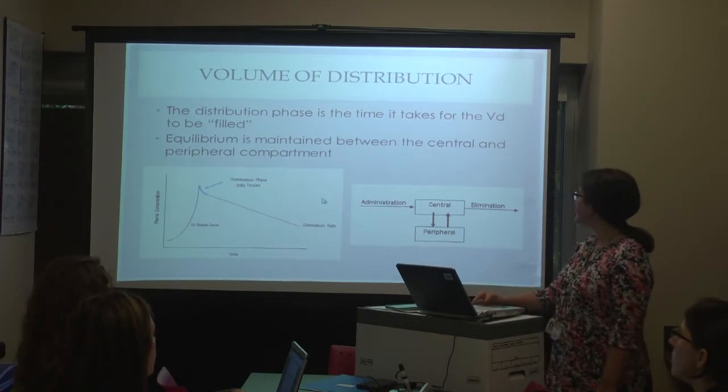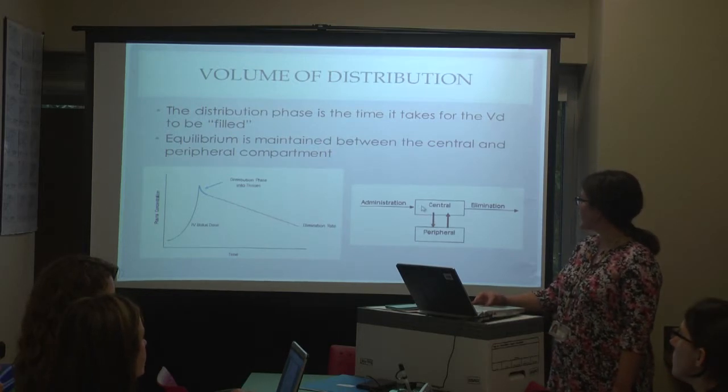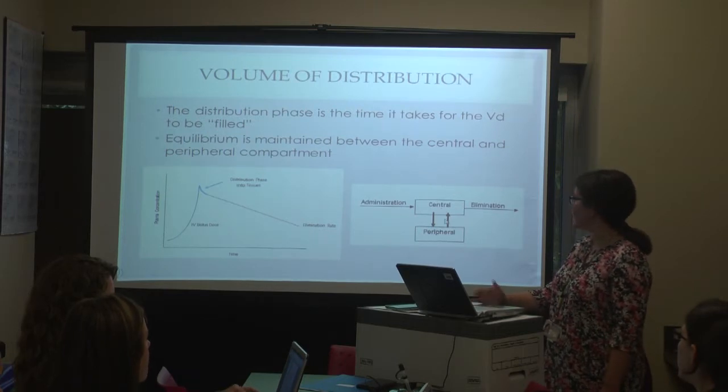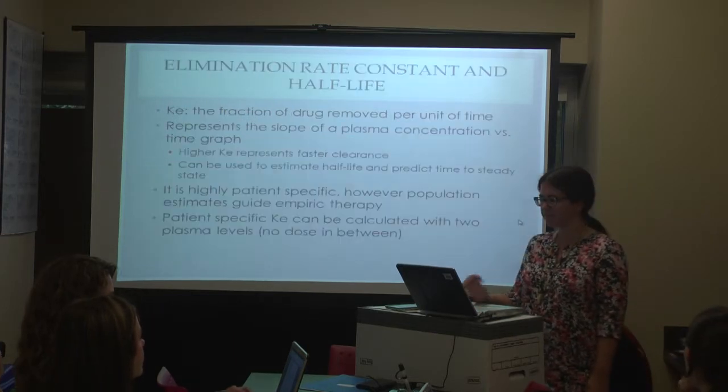So equilibrium is maintained between the central and peripheral compartment. As we're giving the drug, the central being the serum, it's moving into the periphery, and that's an equilibrium going back and forth, and then it's eliminated throughout the body.